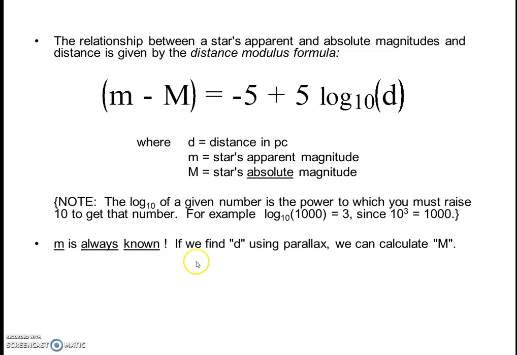Okay, so little m is always known. If we find d using parallax, we can calculate M. So basically, this is an equation with 3 variables. If we know 2 of them, m and d, we can find capital M, the absolute magnitude. And that's the way it is usually used. Occasionally, it can be used the other way. It can be used where we find the apparent magnitude of a star, and then by classification or other means, spectroscopic means, we estimate its absolute magnitude, and then we can estimate its distance. So there's another way of doing that, but we're not going to be using that all that much.